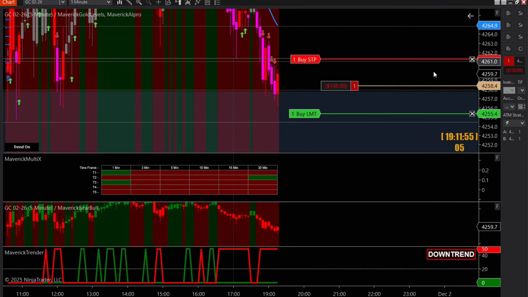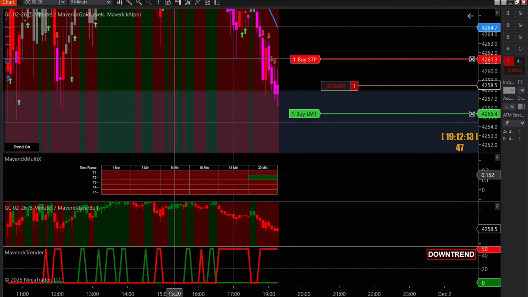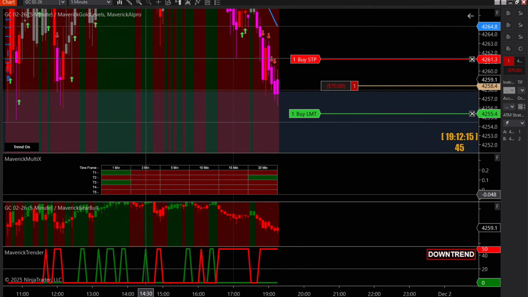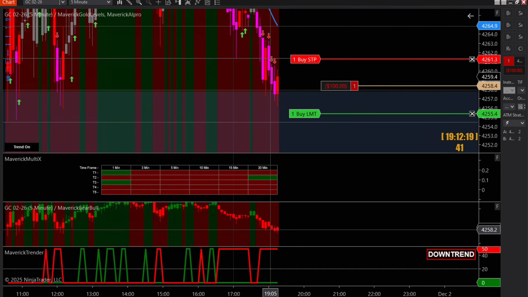Gold is moving at a snail's pace tonight. And if you see pink, it will most likely sink. Maverick Multi-X is completely red from left to right, right here, right? Completely red. You're getting a little bit of a turn here, but that's okay. The bears are in control. They're coming down. Maverick trender pegged to the top. And we have a downtrend label.